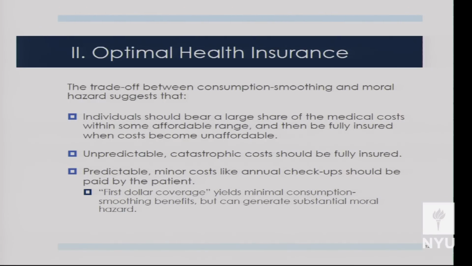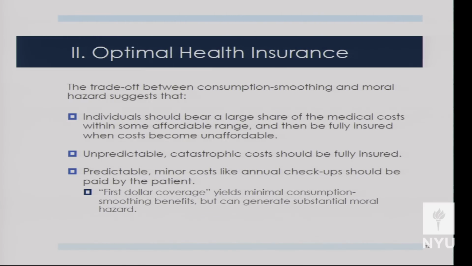When we think about insurance schemes, the benefit of insurance is that it allows you consumption smoothing benefits. You can smooth consumption across states of the world. That's the benefit of insurance. The cost of insurance is the moral hazard behavior it triggers. Remember, moral hazard is the behavioral changes you make because you're insured, right? So the benefit is consumption smoothing, the cost is moral hazard.